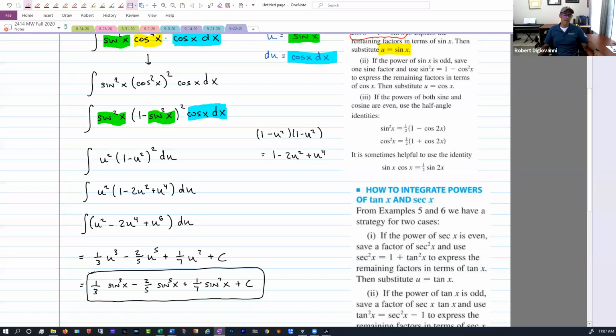Okay, so I think that worked out pretty well for us. Would you agree? I mean, we peeled off the cosine, we rewrote the other cosine that was still there in terms of sine, and then turned it into a polynomial, expanded things out, power rule on each one, substitute sine back in, we're done. Any questions?